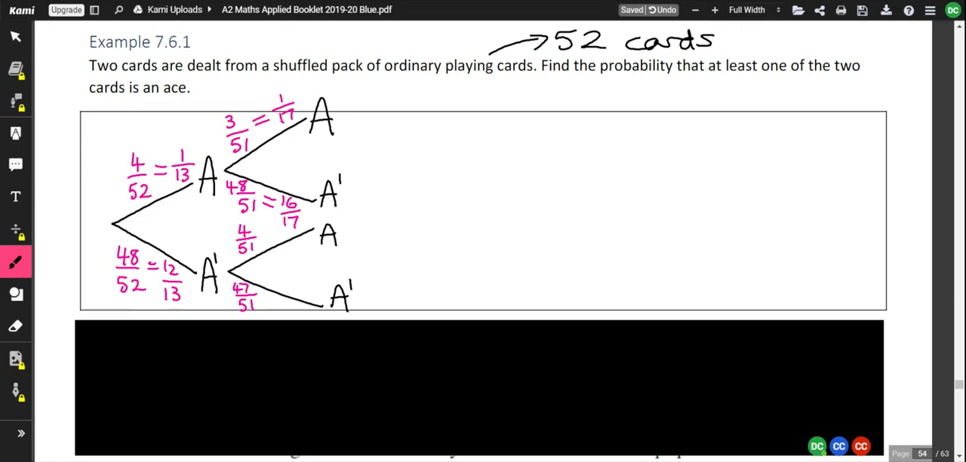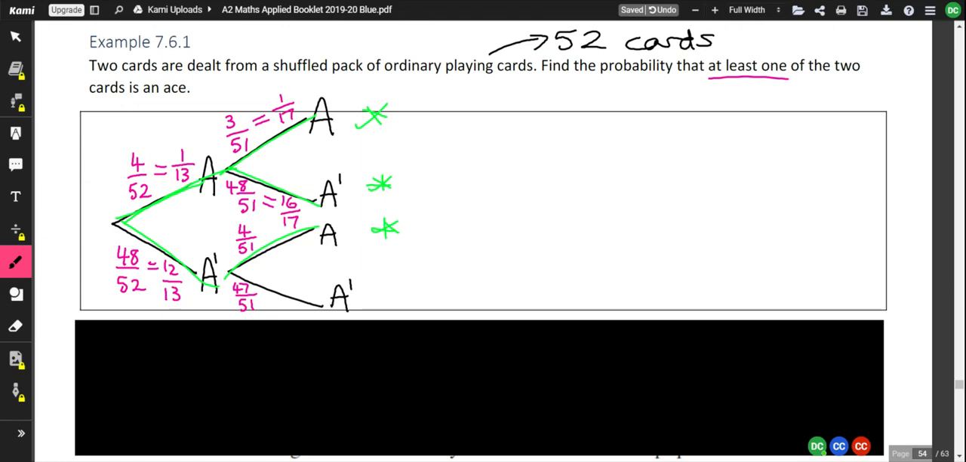Now we're looking at the probability that at least one of the two cards is an ace. So there's four journeys through this tree diagram. Three of them involve getting at least one ace. So we could have ace, then another ace, ace, then not an ace, or not an ace, then an ace. So these three journeys all satisfy the requirement of the question, probability of at least one of the two cards being an ace.